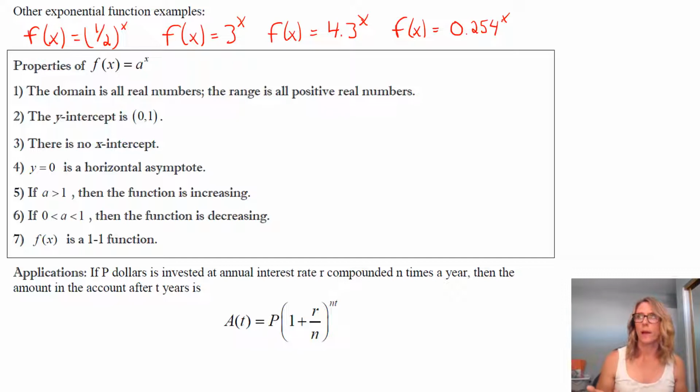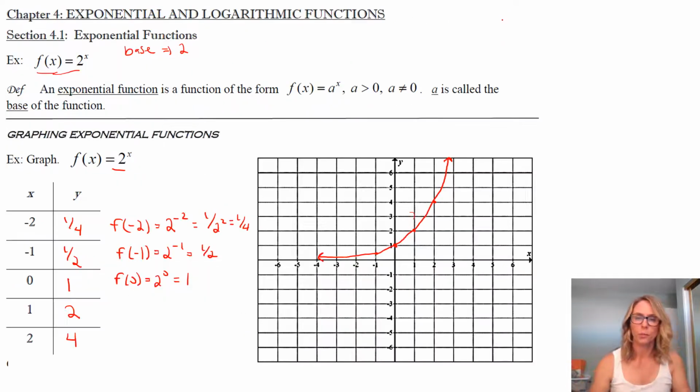We do have a horizontal asymptote at y equals 0, so you can see that right here. This is, of course, y equals 0. And that's simply because if I put in larger and larger negative values, 2 to the negative 10, 2 to the negative 20, 2 to the negative 100, that's going to be 1 over 2 to the 10th, 1 over 2 to the 20th, 1 over 2 to the 100th. Those are increasingly small numbers, but they are still small numbers.